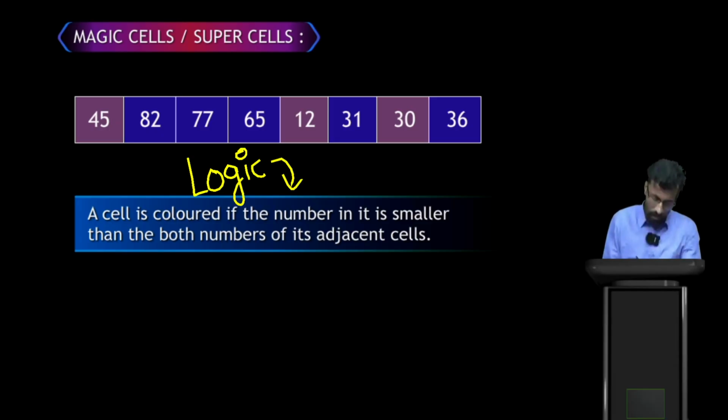So that's our logic. A cell should be colored if the number in it is smaller than both the numbers of its adjacent cells. Okay, students, that's a revision class. If you memorize whatever you studied, it will be beneficial for you guys. Fine, I hope all of you understand.